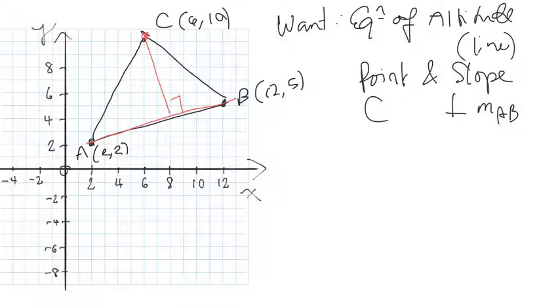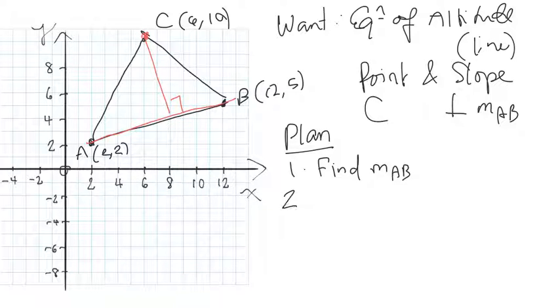So now I can write this up in a plan form. So here's my plan. Step 1, since I know the point C already, I don't need to do any calculations with that, but I need to find the slope of AB, the line segment AB. My second part in the plan is I need to find the perpendicular slope to that.